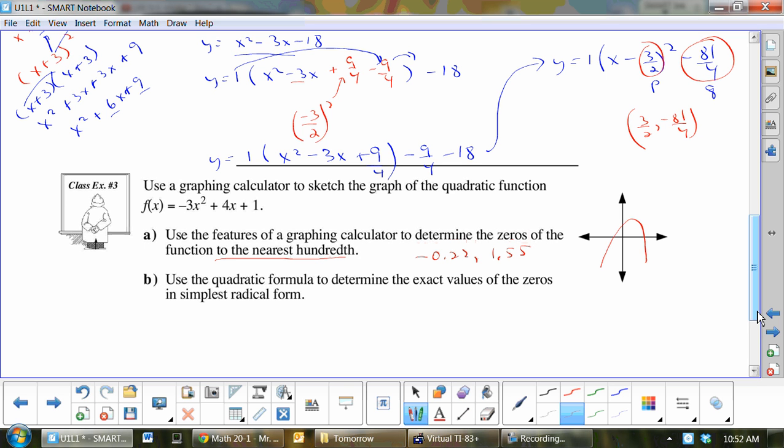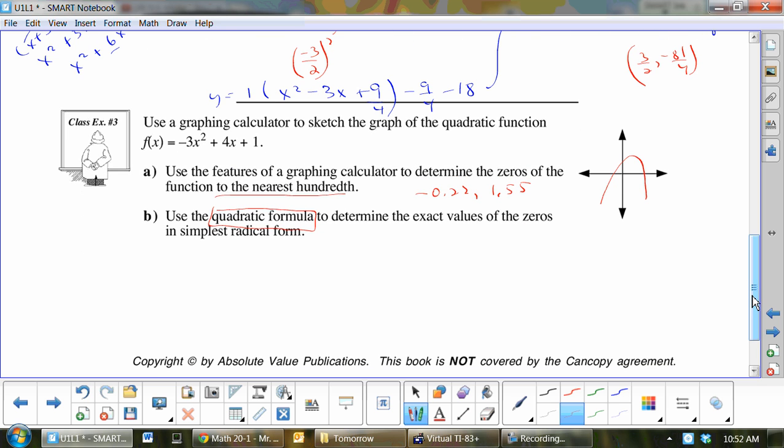We need to use the quadratic formula. Now it's on your sheet. Can anyone just say it to me? Negative b plus or minus square root of b squared minus 4ac all over 2a. Okay, so there's going to be a lot of review here.